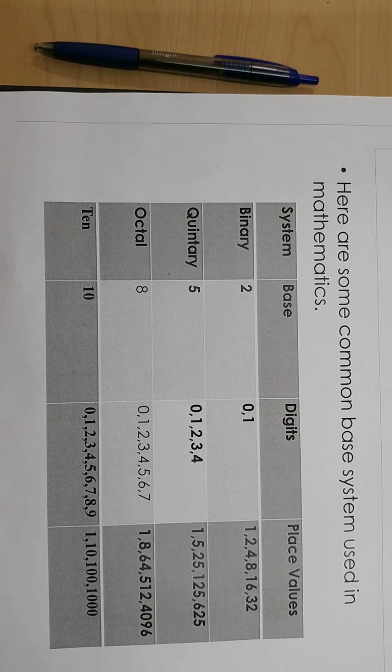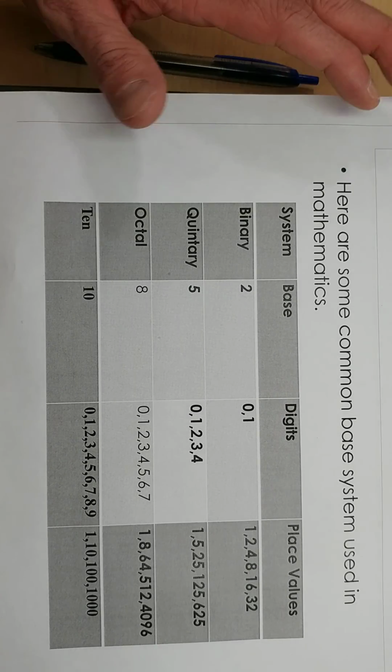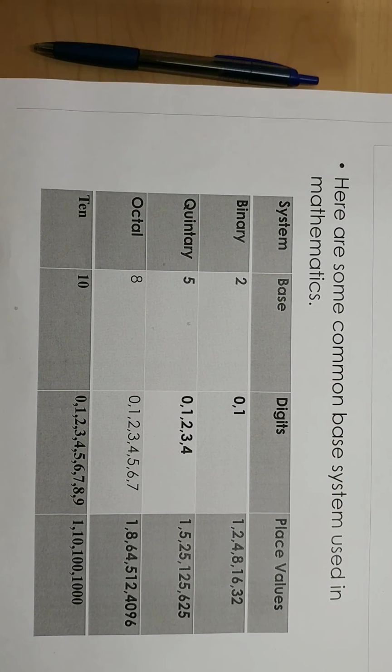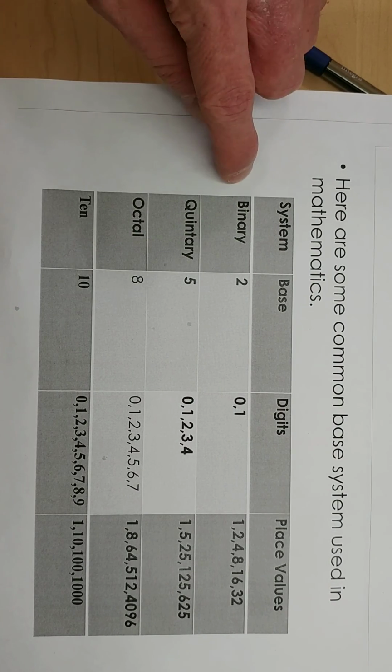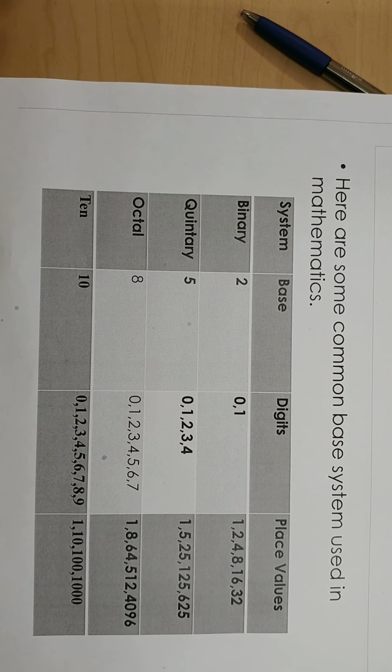So that's a little background. You can read through those first couple of slides. They kind of go into more detail about place value and all that stuff. My main thing I want to accomplish with this video is just basically how to convert from binary to base 10 and then base 10 to binary. But I at least wanted to mention, okay, what is a different base system?